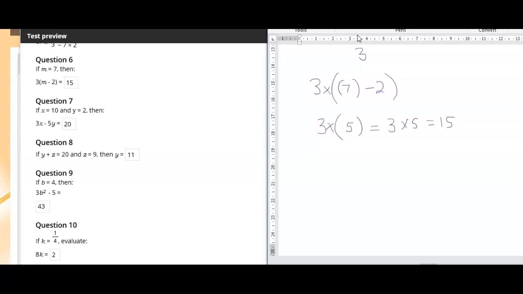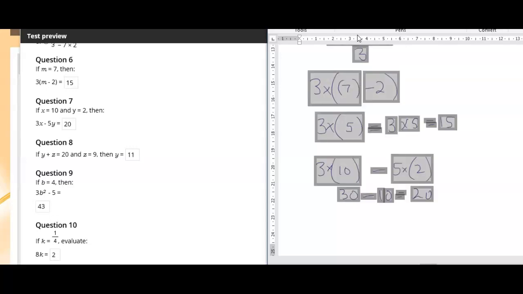All right, x equals 10 and y equals 2. So we've got 3 times 10 minus 5 times 2. Okay, again, there's a multiply sign in here. So 3 times 10 is 30 minus 5 times 2, which is 10. And that gives us an answer of 20.